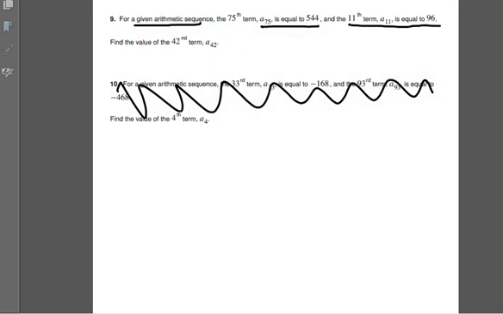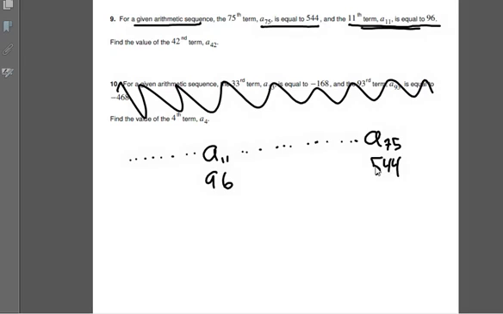I don't know about you, but I kind of like having some sort of number line type thing going on here. So we've got our sequence and it's traveling along here, and the 11th term is 96, and we'll just keep traveling along here. And so the 75th term is 544, and they want us to find the value of the 42nd term. So that's that one right there, which we don't know what it equals.